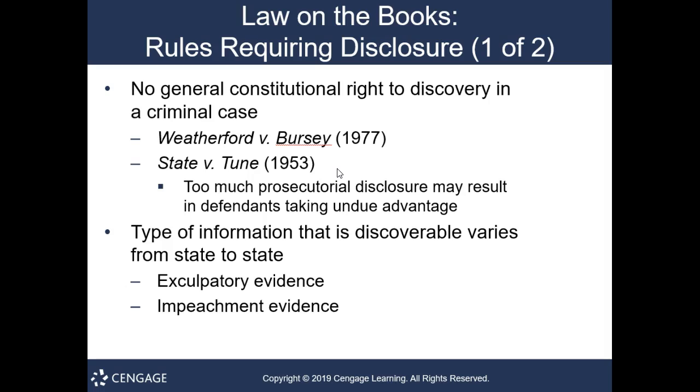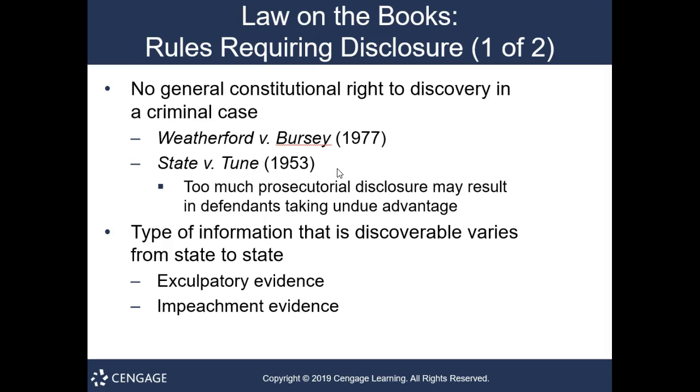But if we were required to give that kind of evidence to the defense, then they can do lots of things. They can find a way to try and get around it. They can start preparing for it, where we don't want them preparing if we have impeachment evidence like that. We want them, if they're going to lie, let them lie right there on the stand, and then we're going to expose it. So that's what they're talking about here in State versus Tuna. Too much prosecutorial discovery may result in the defendants taking undue advantage of that discovery.